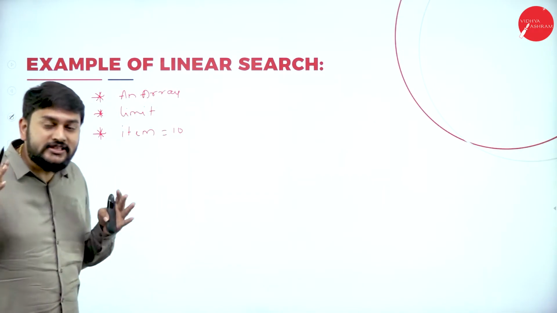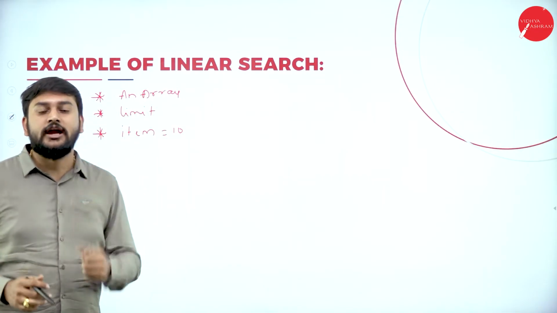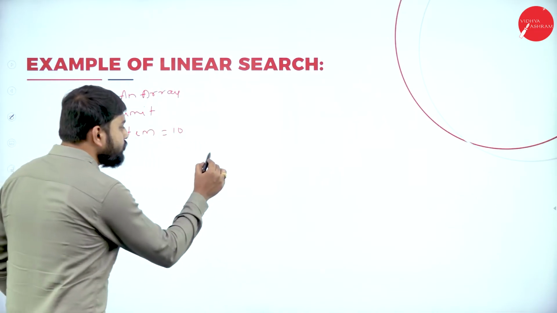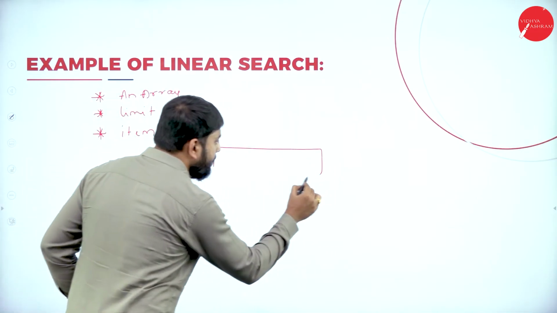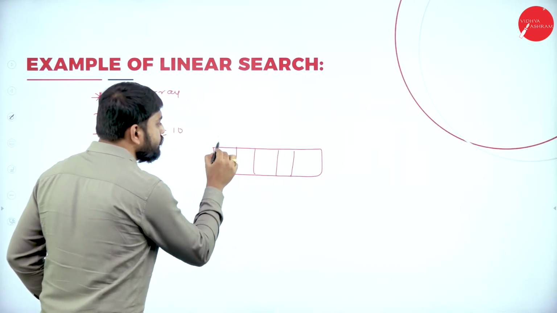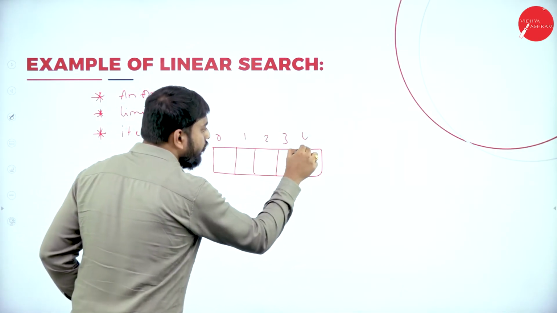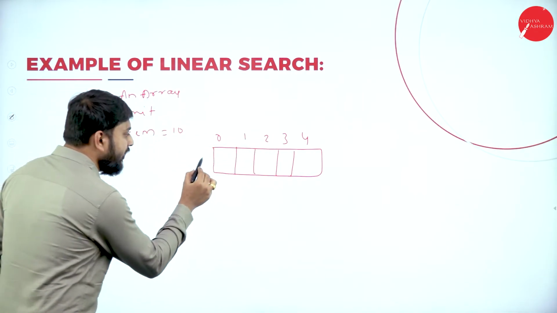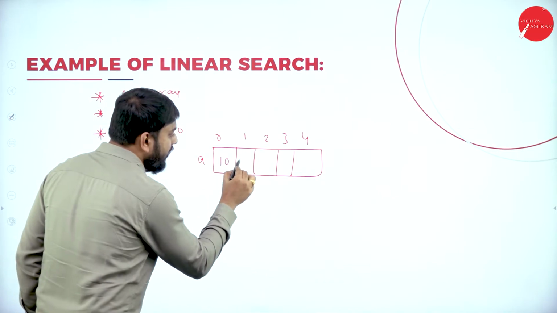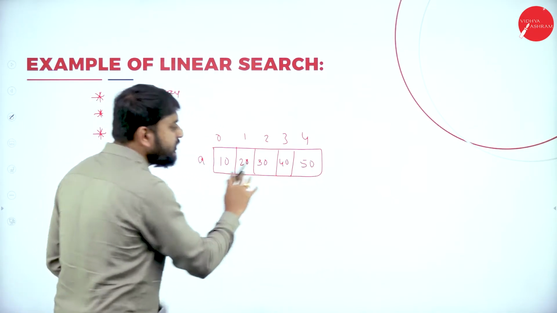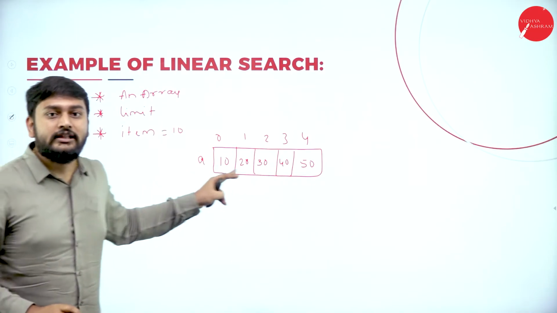So this is the basic thing that I should know before I start my linear search. So fine, what is that I have? Imagine I have the array, okay? So fine, this is my array, right? 0, 1, 2, 3, 4 is the index. The name of the array is A. So I have 10, 20, 30, 40, 50. So these are the items that I have stored inside the array.